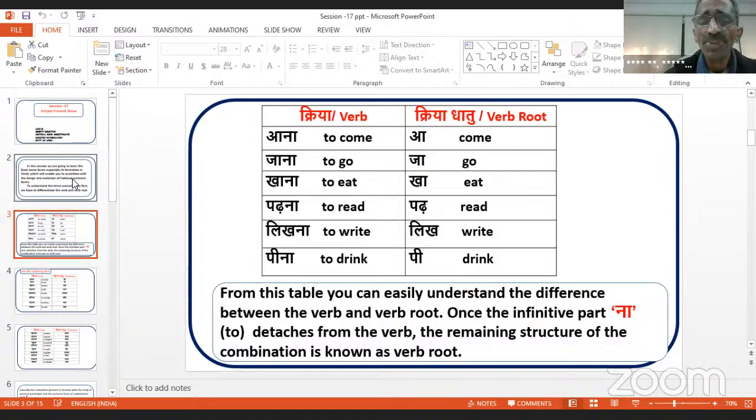Here you can see the English meaning also I have given: ana, to come. Actually, there is a "to" there, which is known as the infinitive, that I will give in the footnote. So ana, to come, this is the verb. And the verb root is there. The verb root of the verb ana, kriya dhatu, is a.